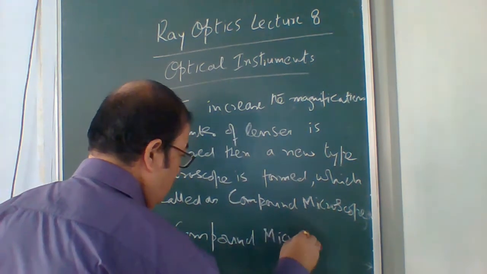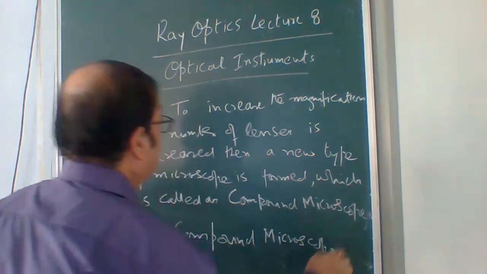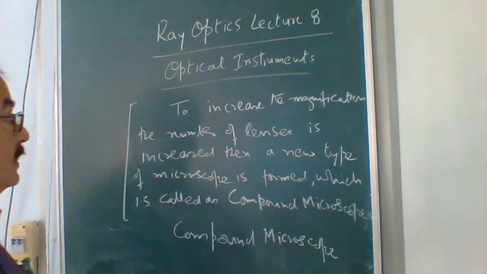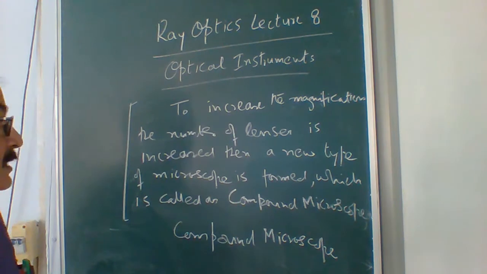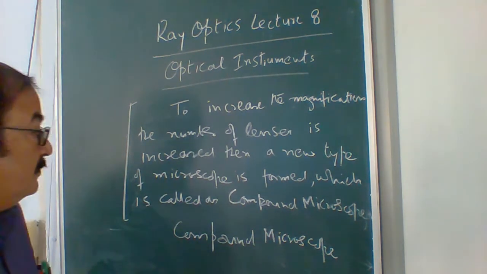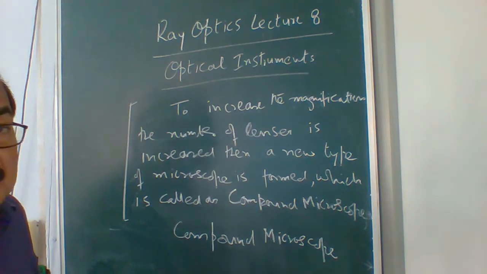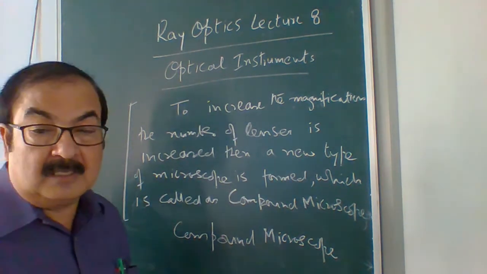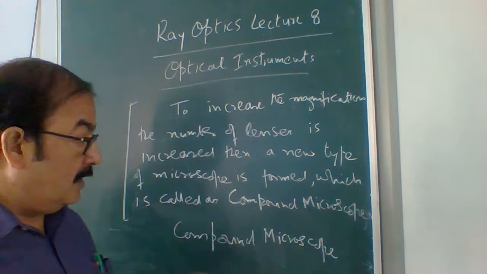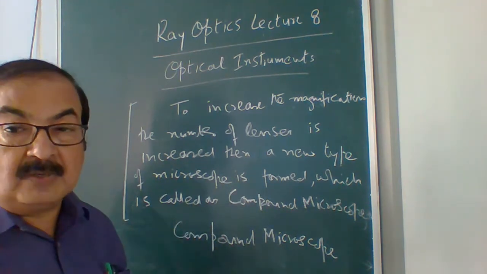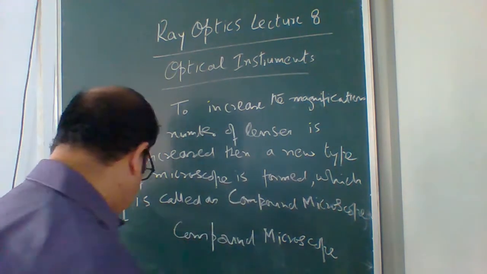Compound microscope. To increase the magnification, the number of lenses is increased. Then the new type of microscope is formed, which is called a compound microscope. But if we use a single lens, it is a simple microscope. And if we use multiple lenses, then we call it a compound microscope. Okay.